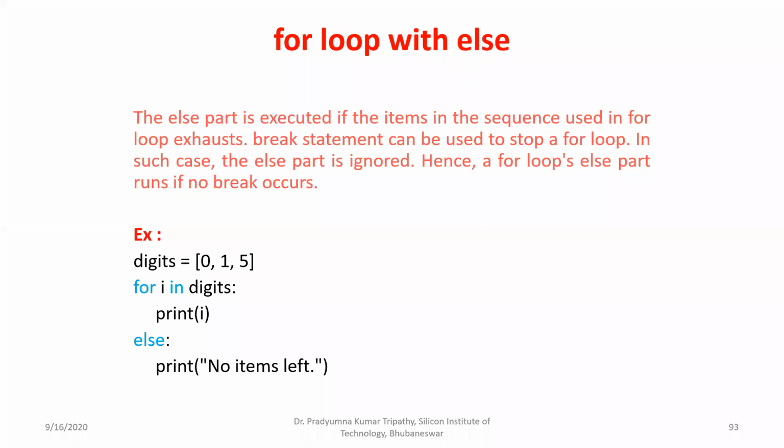Correct? So for for loops, the else part runs if no break occurs. That means this else part, which I have written over here, will be executed if I do not have any break statement. If I do not have any break statement. Is that clear? Anyone having doubt about this for-else statement?